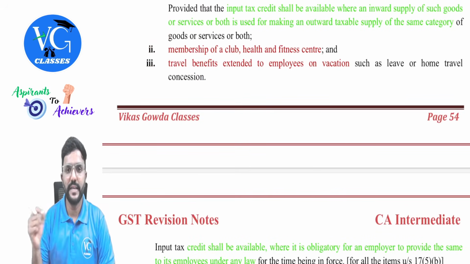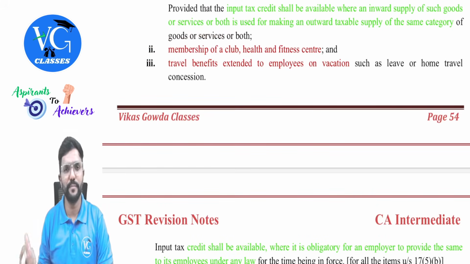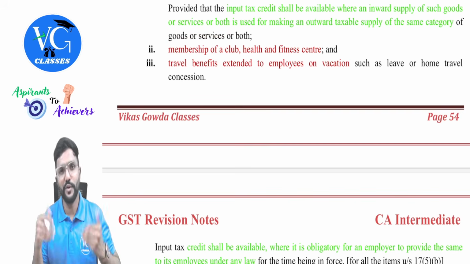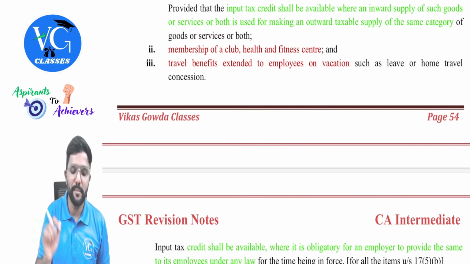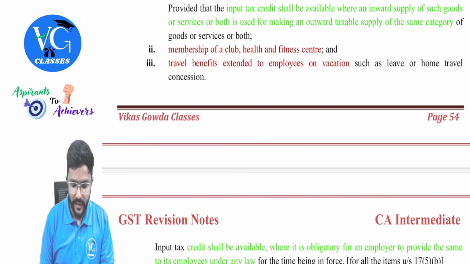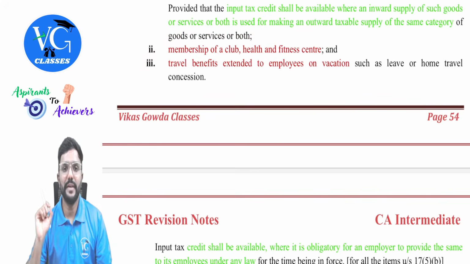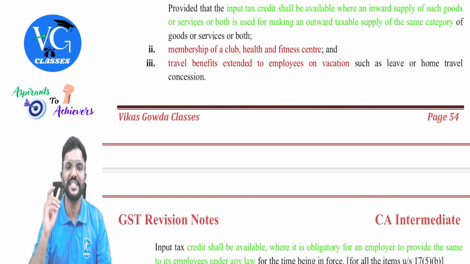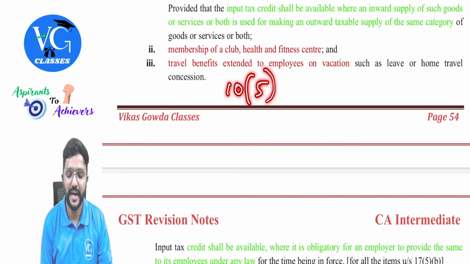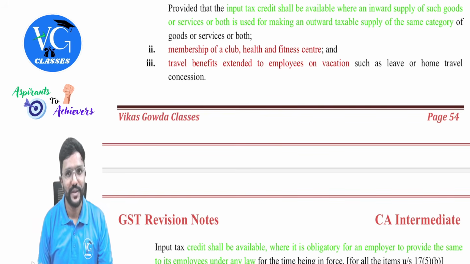Membership of a club, health and fitness center, and the last one, travel benefit. Assume membership is taken for employees or for anyone, even though it is for business or profession purpose, on the membership whatever GST is paid, no credit for it. Okay, sir. Next, whether it is for a club, health or even fitness centers like a gym. Okay. Next, third, travel benefits extended to an employee on a vacation, such as leave or home travel concession. For this, actually, exemption is given for an employee under Section 10(5) of the Income Tax Act for travel to any place within India. Got it?